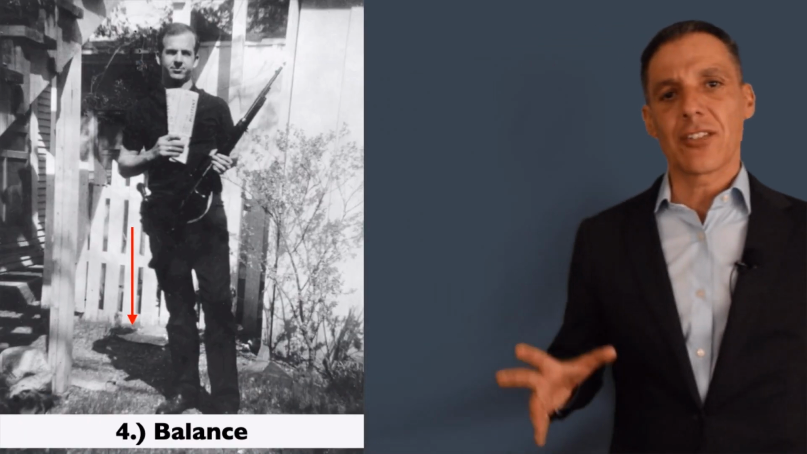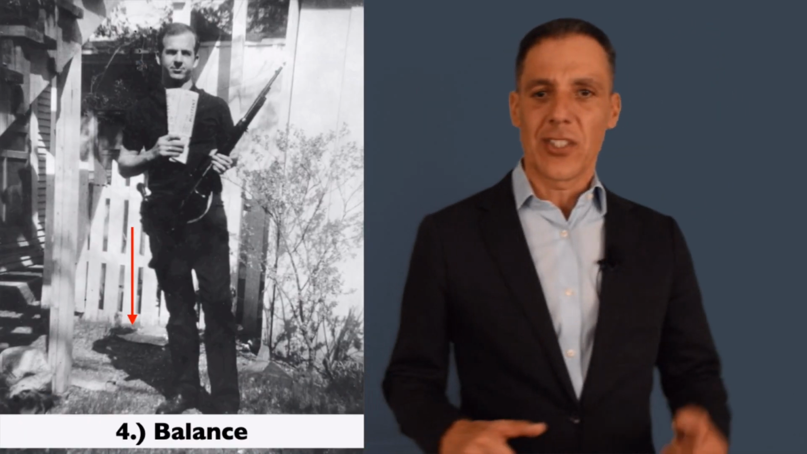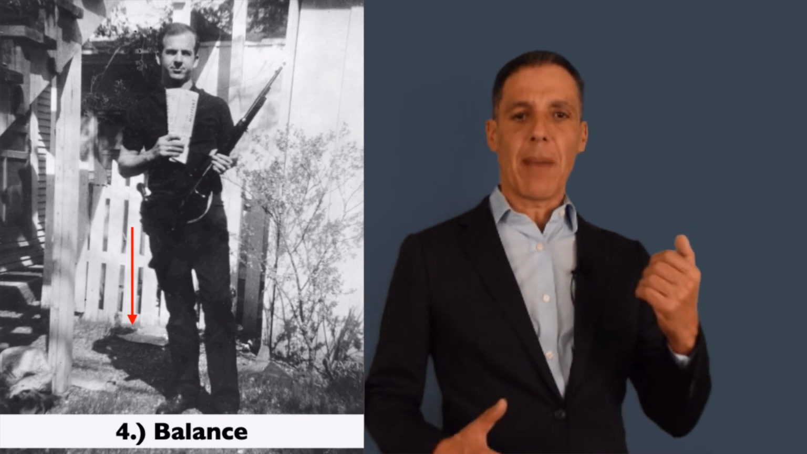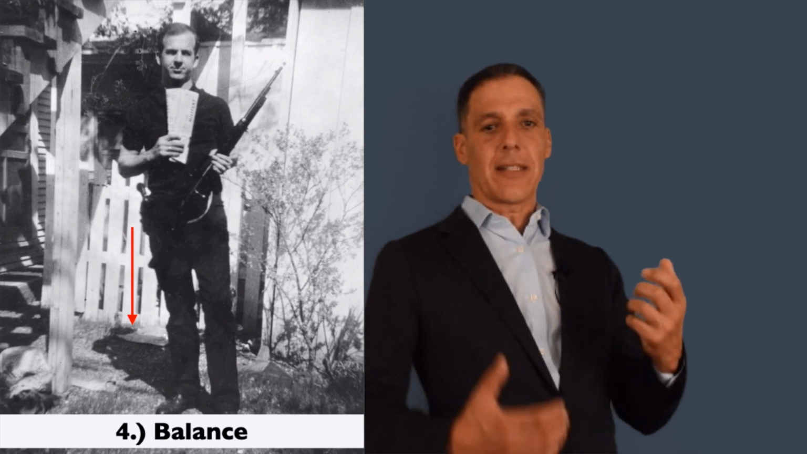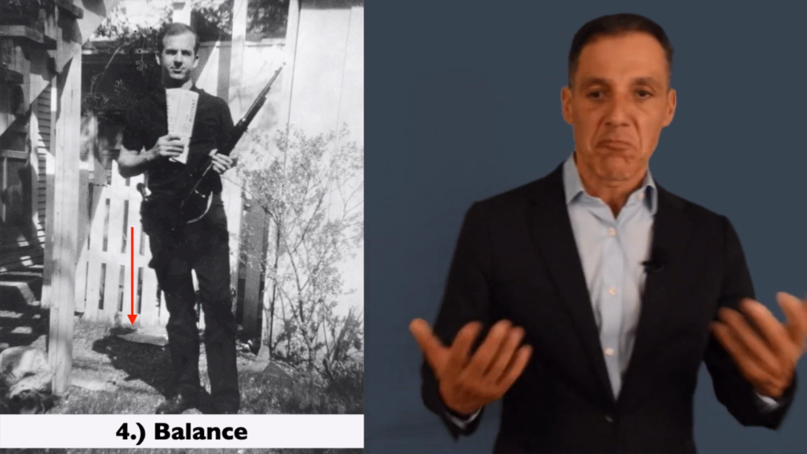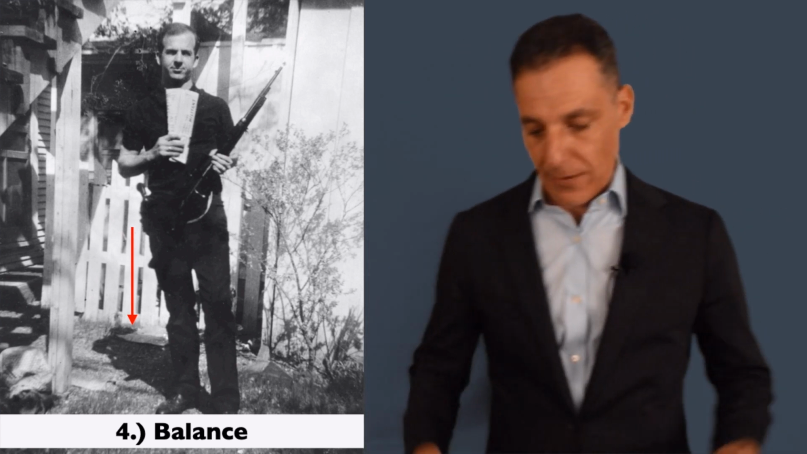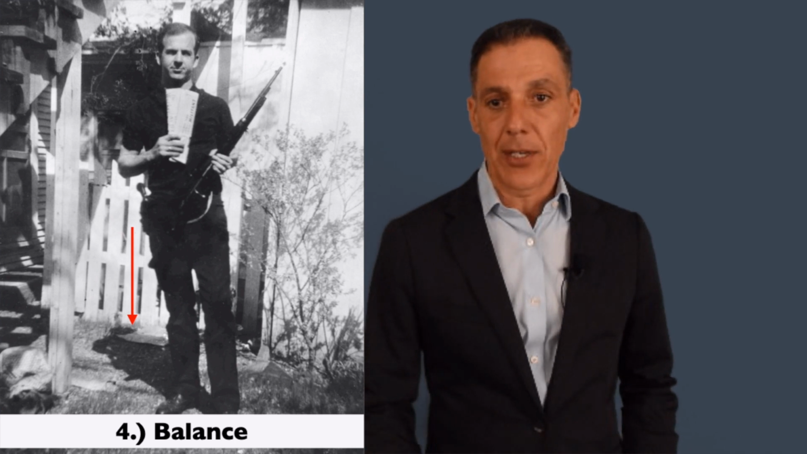And the last is this issue of balance, which is it looks like Oswald is leaning back on this leg and he's holding this heavy gun. And how could he be standing like that? It seems like he should be off balance. I've never really understood the argument, but whatever. All right, I'm going to actually address it even though I don't really understand it.